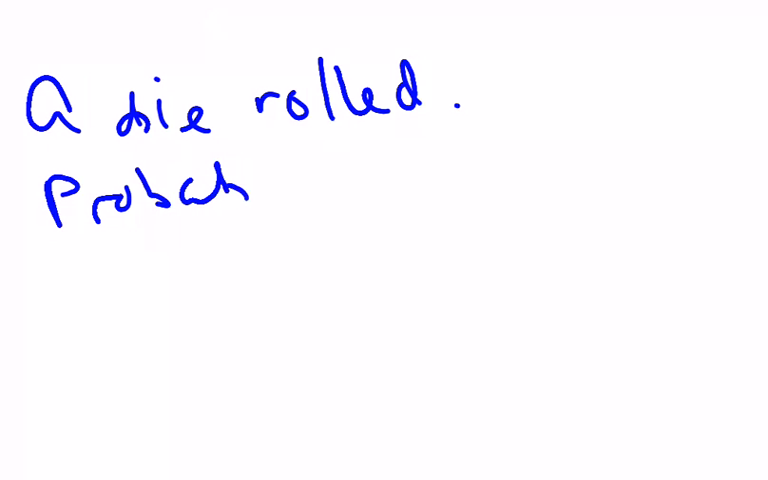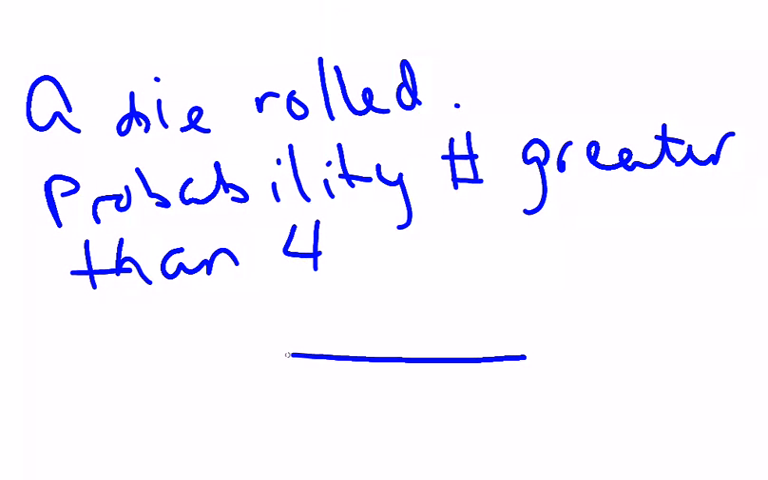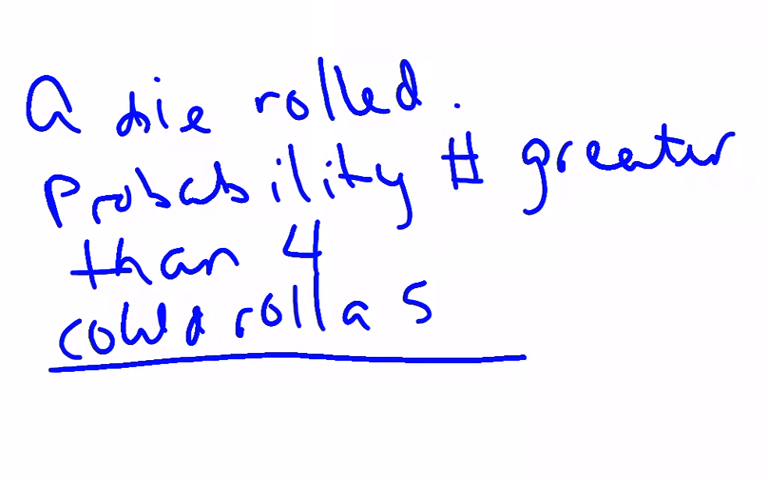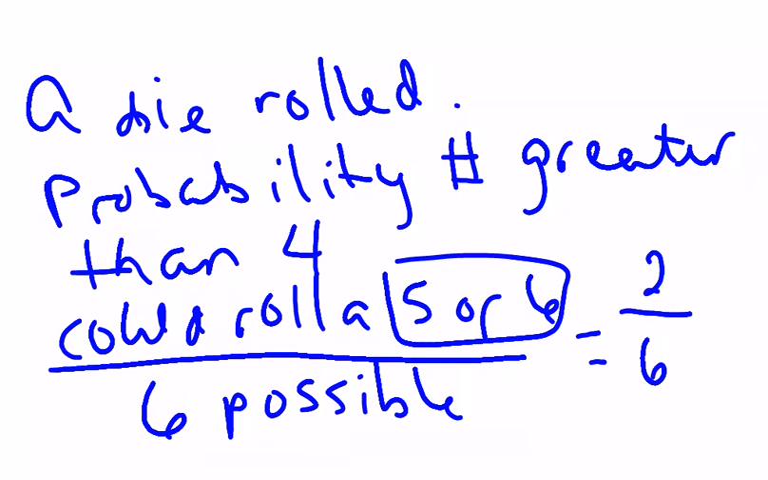Another example. Again, a die is rolled once. Find the probability that you roll a number greater than 4. So I have to think about how many numbers could I roll that are greater than 4. There are only 2 possibilities, right? Because I could roll a 5 or a 6. And again, if I roll a die once, there is 6 possible outcomes. So 2 out of 6, but we always reduce our fractions, so 1/3.